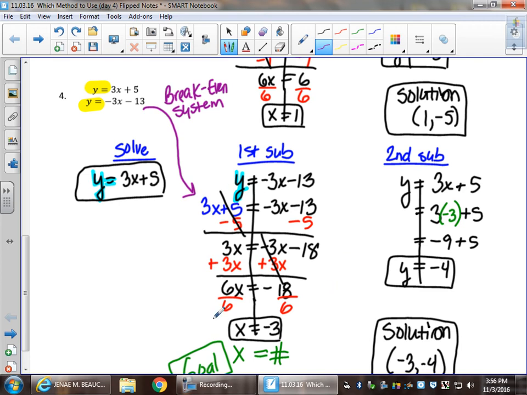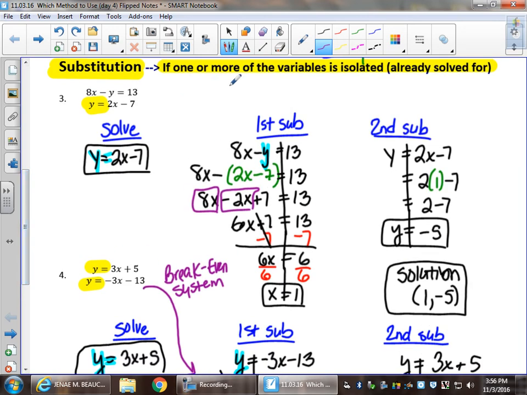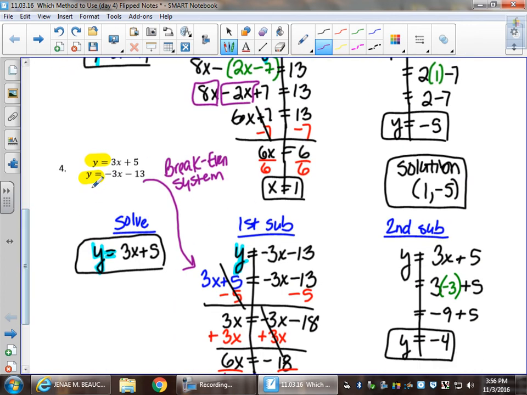Good. So this is how I know when to use substitution. If one or more of the variables is already solved for. So if I have a system where one of my equations already says y equals, or already says x equals, or in the case of number 4, both say y equal, that will always be a substitution system. That would be the best approach. Now let's take a look at elimination on the back.